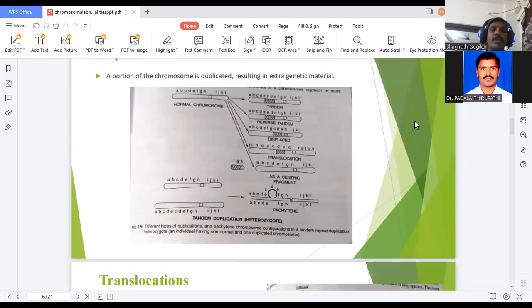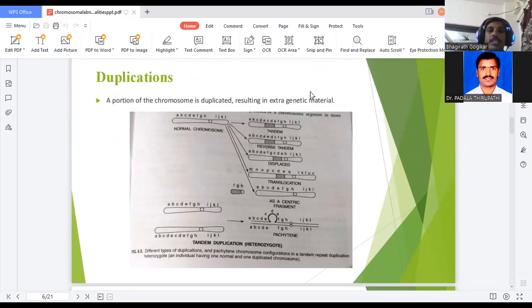Duplications means the presence of a few genes occurs more than once in a haploid complement. The presence of a few genes more than once in a haploid complement is called duplications. In Telugu, we call this ద్విగుణీకరణాలు.